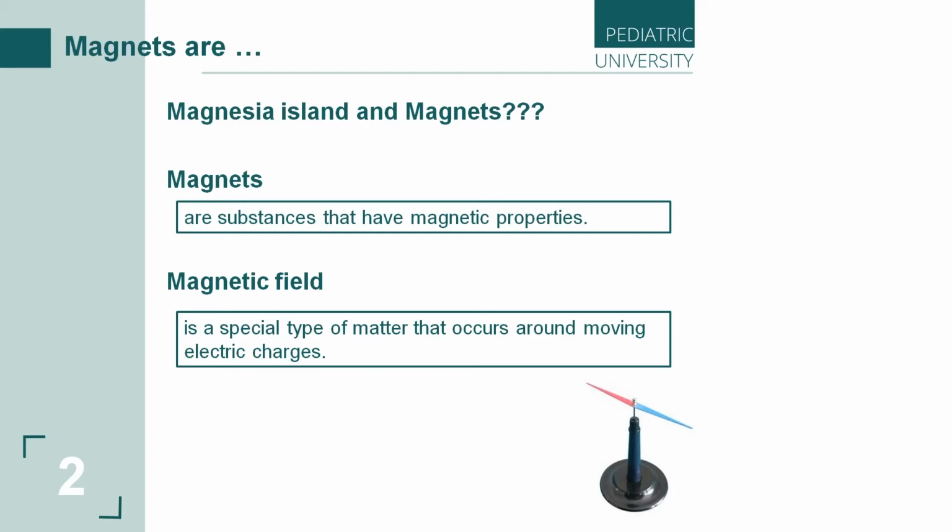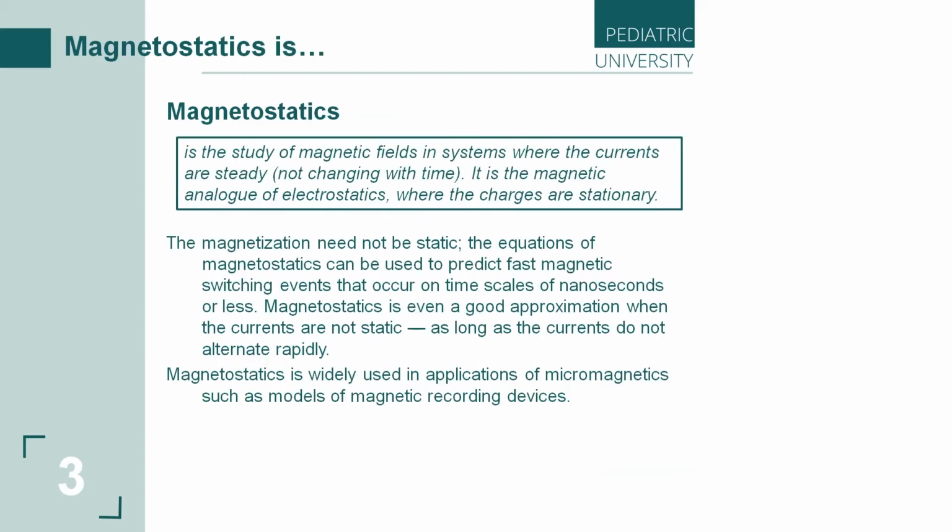But then, what is magnetostatics? Magnetostatics is the study of magnetic fields in systems where the currents are steady, not changing with time. It's the magnetic analog of electrostatics, where the charges are stationary.